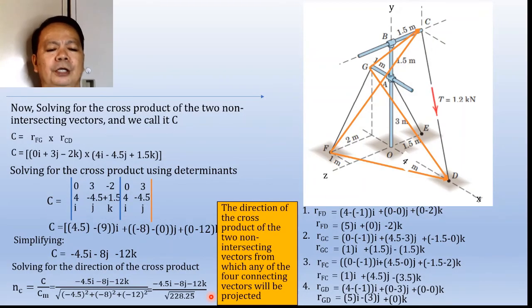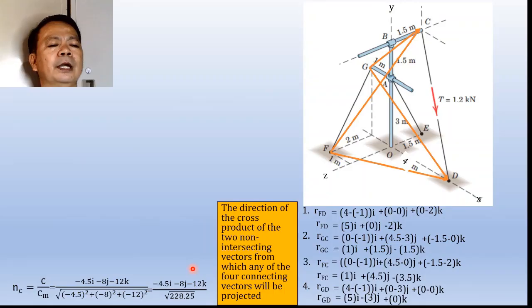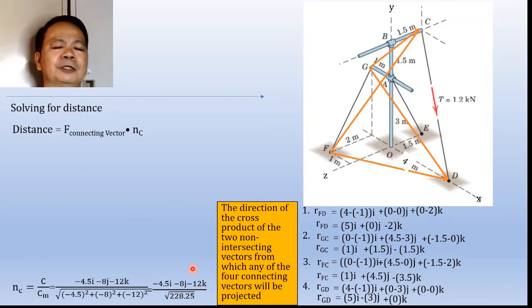Now after solving for the direction of that cross product, then this cross product shall be the direction from which any of these connecting vectors may be projected, and the projection of these vectors along this direction shall be the magnitude of the distance between the two non-intersecting vectors. And so we continue with the solution. We try to solve for the distance, so that the distance is the projection.